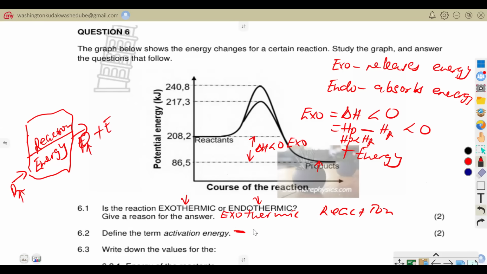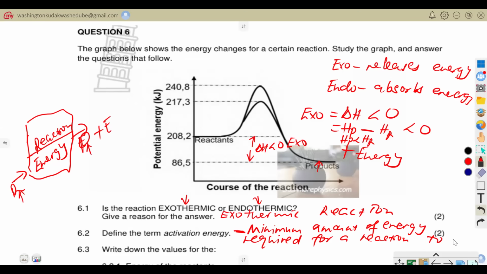So activation energy, this is just the minimum amount of energy that you need for a reaction to occur. So you come and say: minimum amount of energy required for a reaction to occur. And then now let's go to the next.